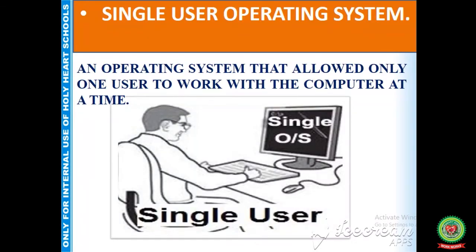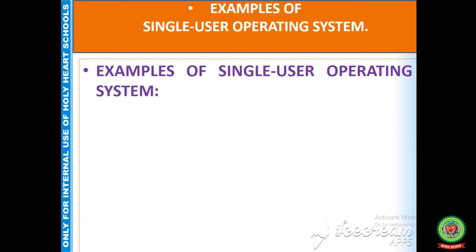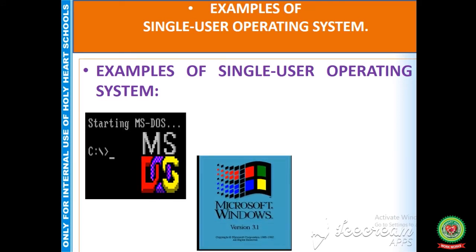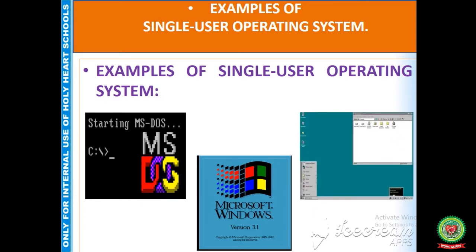So start with the first operating system, single user operating system. Single user operating system was the initial version of the operating system that allowed only one user to work with the computer at a time. Like you can see in this picture, here is only one user and that user is using a single computer at a time. The most popular single user operating systems are Microsoft DOS, Microsoft Windows 3.1, Microsoft Windows 95. But due to their limited features, they are no longer in use nowadays.